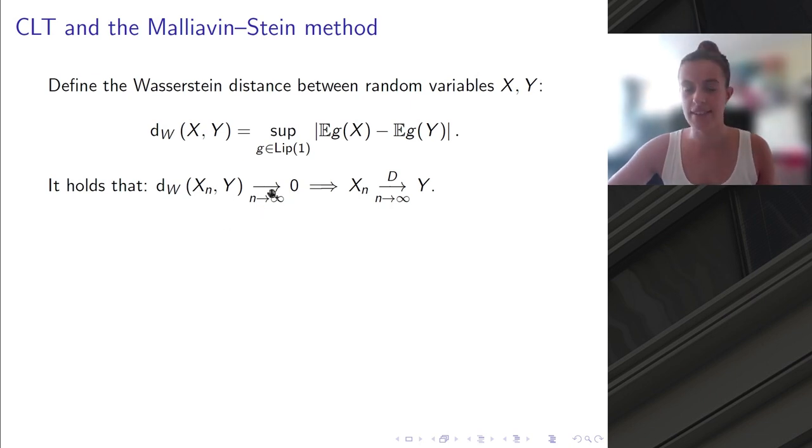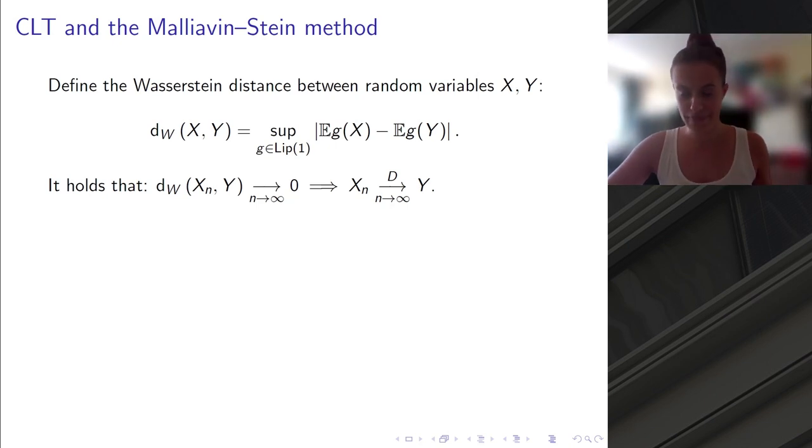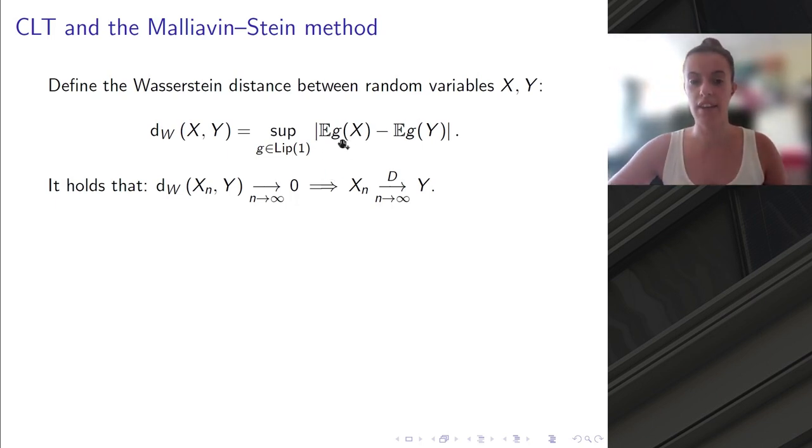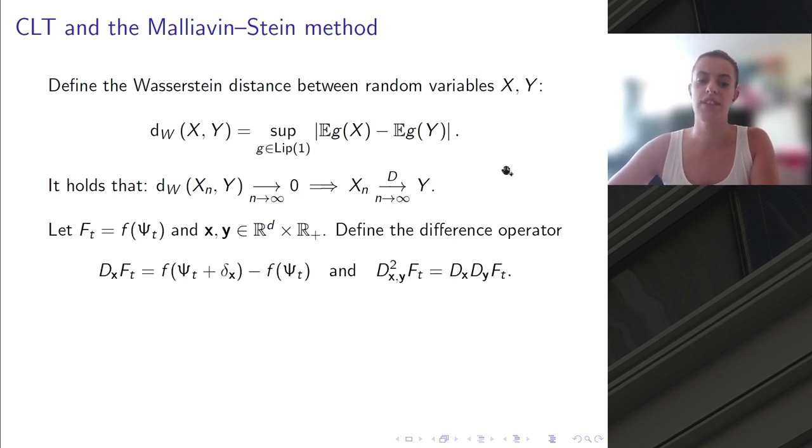And if that is the case, then we have convergence in distribution. So we have the central limit theorem. And so the Wasserstein distance for two random variables is defined as the supremum over a nice set of functions of the differences between E of g(X) and E of g(Y). And the upper bound is derived using the so-called difference operators.